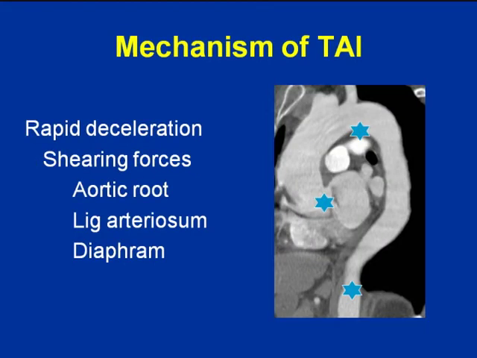What's the mechanism? There's a few theories. I have 3 stars here pointing to the most common locations of traumatic aortic injury, and a lot of people believe that this injury is due to rapid deceleration due to shearing forces. So when you're reviewing these studies in these patients, please focus on the aortic root, the ligamentum arteriosum at the level of the isthmus, and also at the level of the diaphragm where the aorta is somewhat tethered.